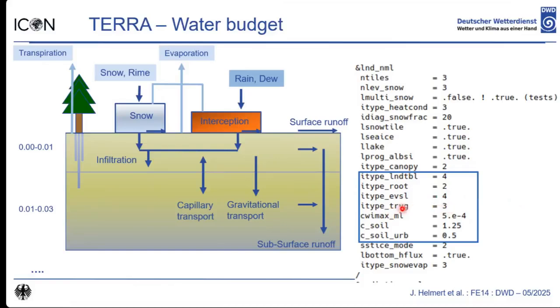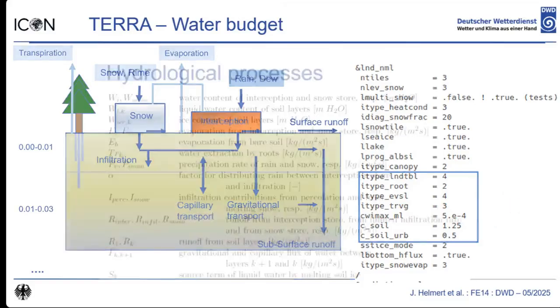This we had, this is 3. This is the so-called interception reservoir. The leaves can form a water film on them, and this is called the interception reservoir. And the thickness of this is set to this value. Okay, I would say we leave it this way.